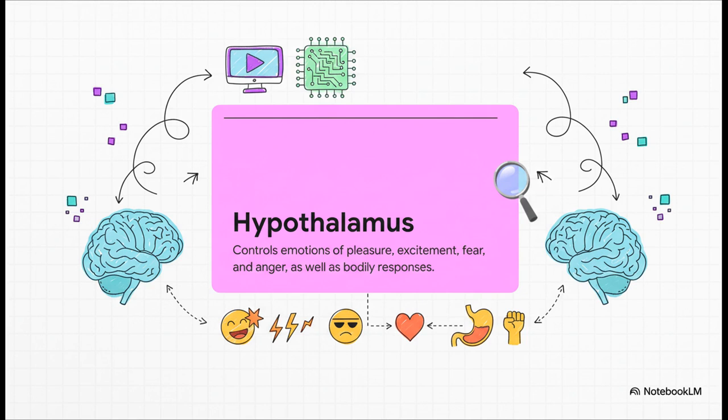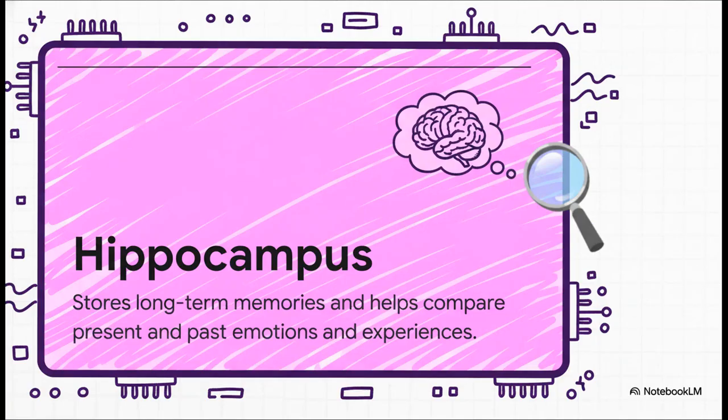Okay, now right underneath the thalamus, you have the hypothalamus. If the thalamus is the router, this is the system's main control panel. We're talking about our most basic primal drives here. It's regulating fundamental things like pleasure, excitement, fear, anger, but it also controls the really essential stuff, like hunger and sex drive.